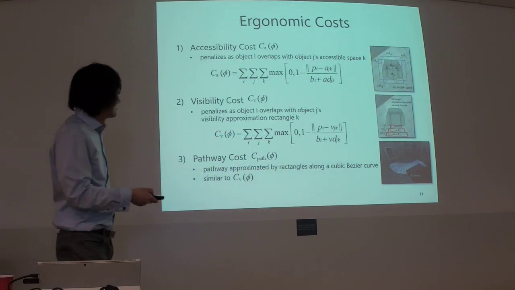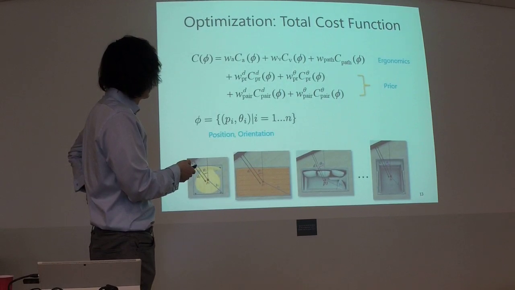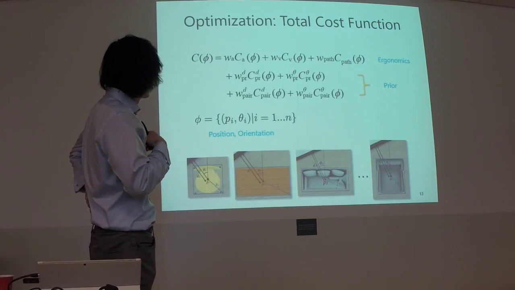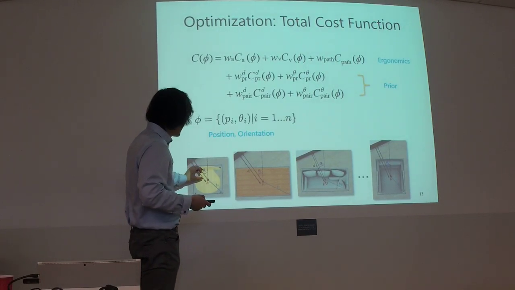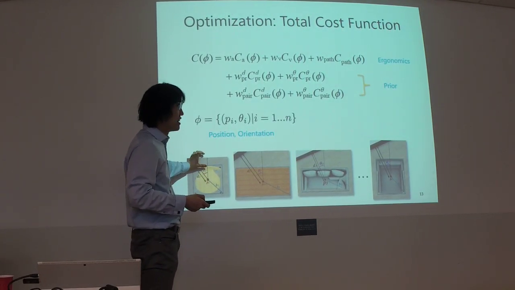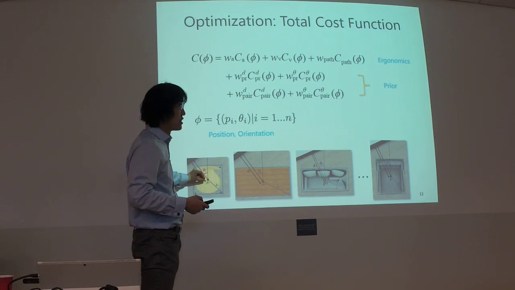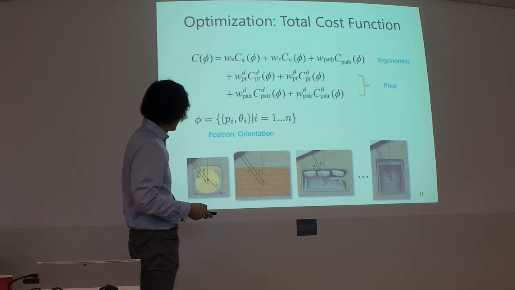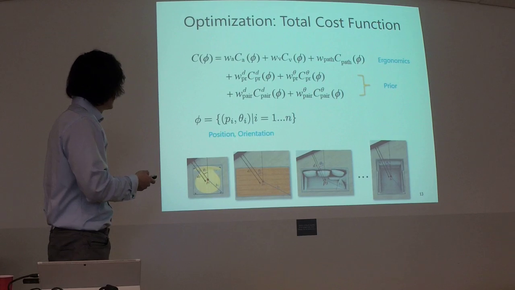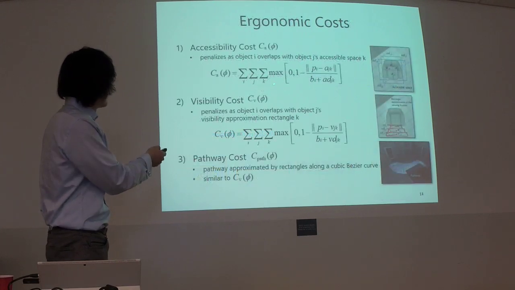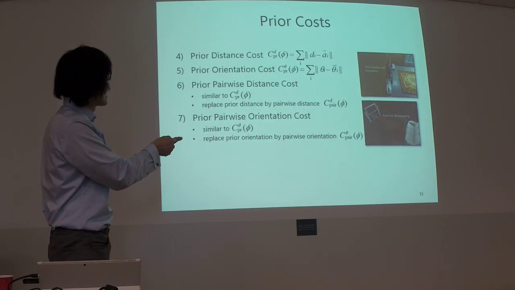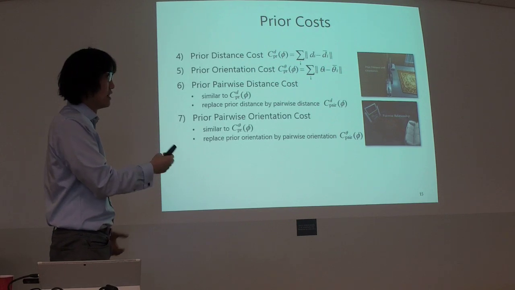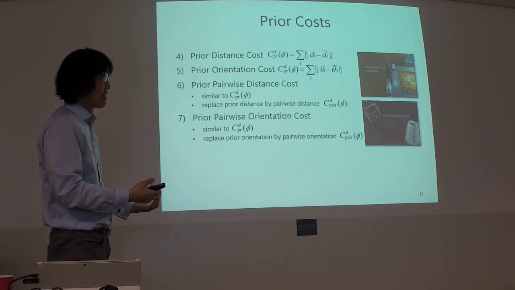Just one clarifying question. When you actually go through the learning stage, are you primarily going to learn the weights? No, we want to learn the prior distance and the prior orientation of the furniture objects in the wall. So where do those priors enter the cost calculation? Yes, for example, the prior distance cost, so we have a target. This target is learned from the examples, okay?